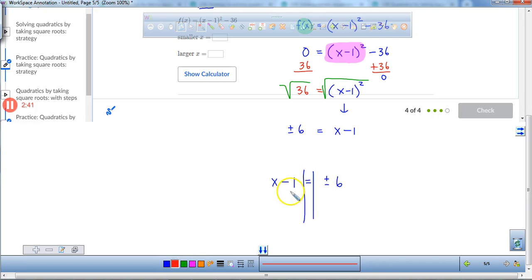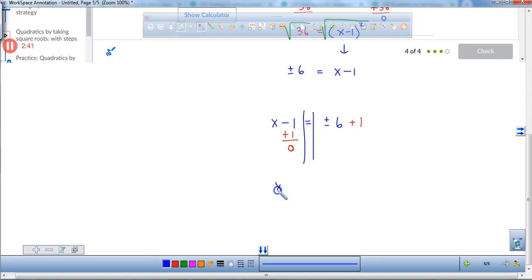Now to solve for this, all we have to do is just add 1 to this side. I know it kind of looks funny, so we're going to show you guys how to interpret it. It's actually quite easy. We have x equals a plus or a minus 6 plus 1. So how do we come up with two answers? Well, one of them, we could just do 6 plus 1. 6 plus 1 is 7. And the other answer, we're going to do negative 6 plus 1. And negative 6 plus 1 is negative 5. So we have two answers, negative 5 and 7.